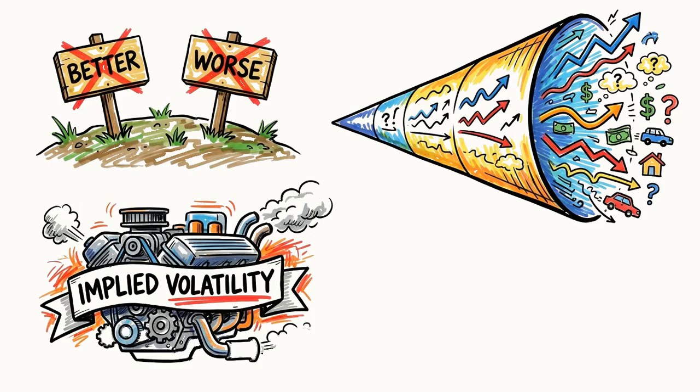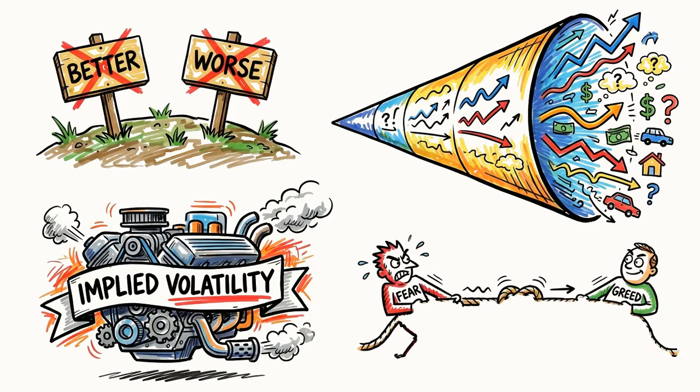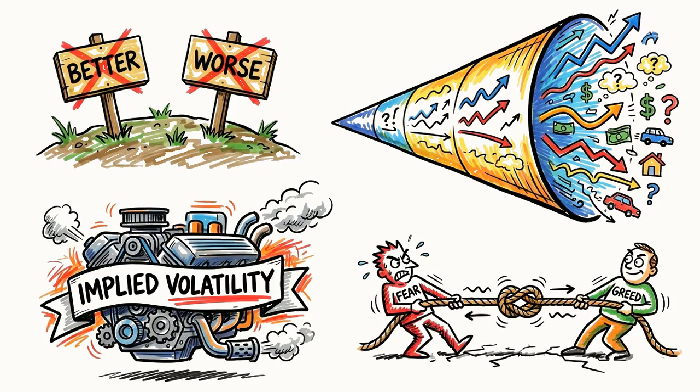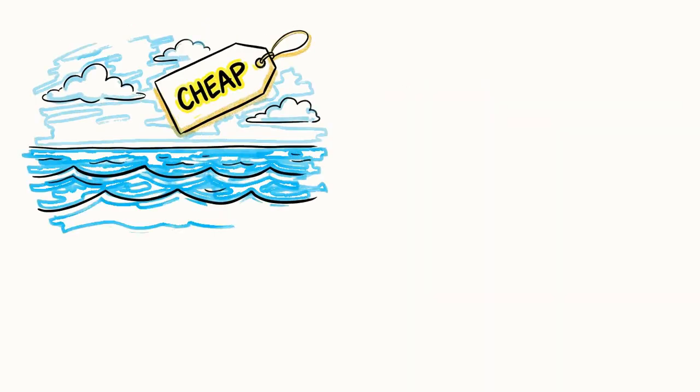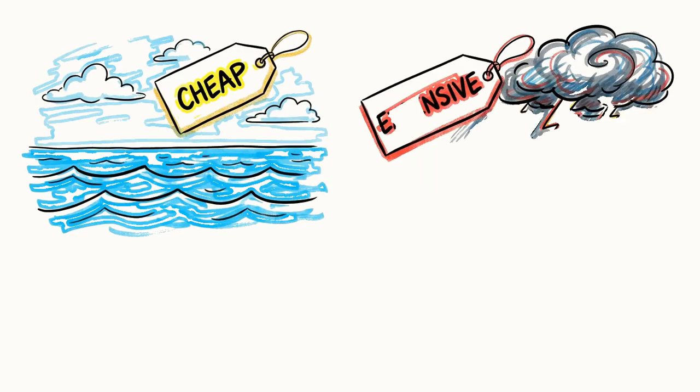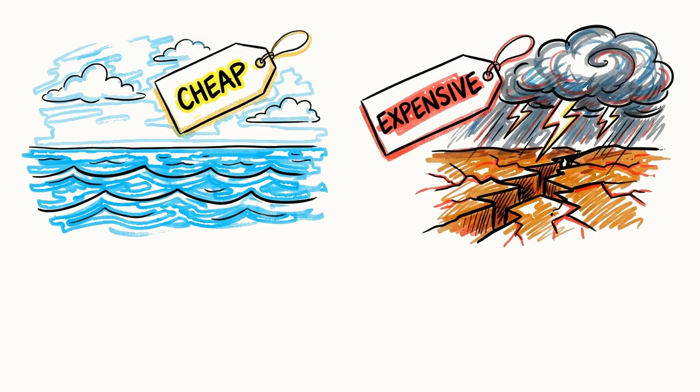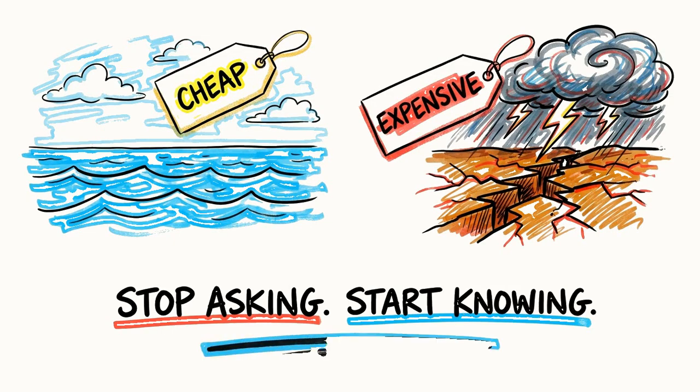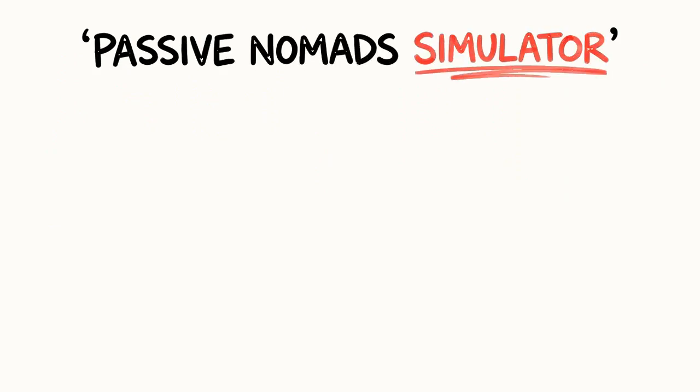It is the market's live reading of uncertainty at any moment in time. A constant tug of war between fear and greed, repricing every contract in real time as sentiment shifts. When the market is calm and direction feels clear, options get cheap. When the market fractures and nobody agrees, options get expensive. Learn to read it and you stop asking whether an option is cheap or expensive. You start knowing.